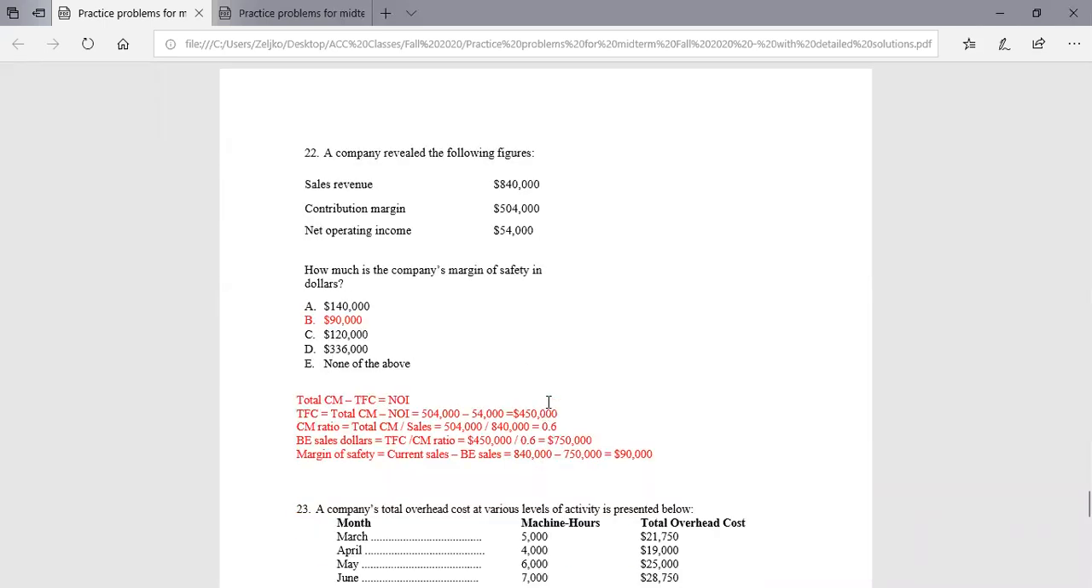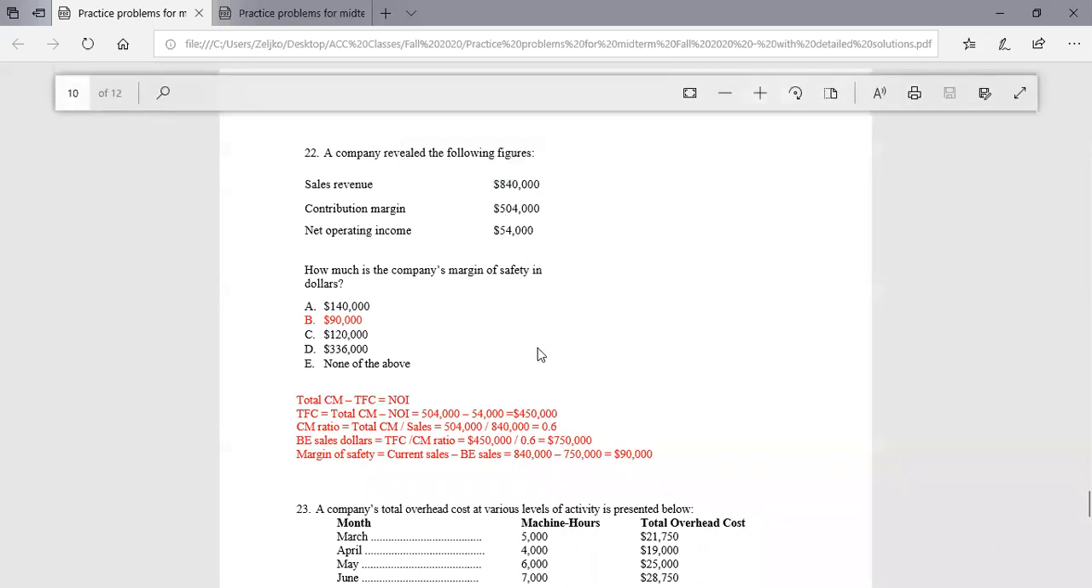Company revealed the following figures. How much is the company's margin of safety? Margin of safety, we know what margin of safety is. Current revenue, which we have here, 840. And break-even revenue, which is what? Break-even revenue.